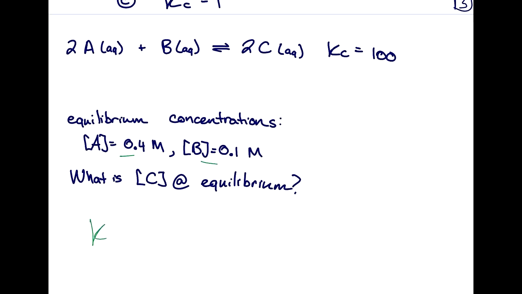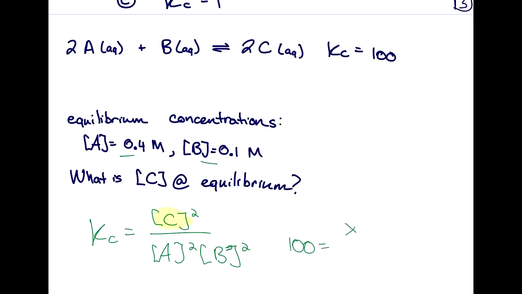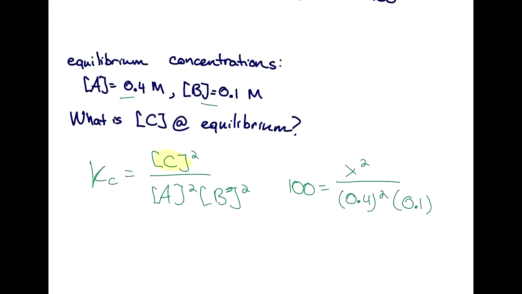So at this point, see that Kc is equal to C concentration squared over A concentration squared, B concentration. At this point, you know everything, and you just solve for C. I'll just call that x. So 100 equals x squared over 0.4 squared times 0.1. 100 times 0.4 squared times 0.1, square root. I get that x equals 1.3 molarity.